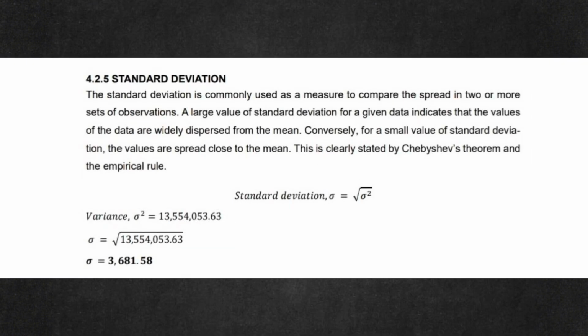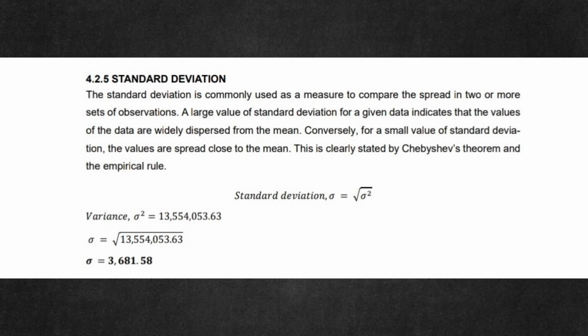For 4.2.5, standard deviation. The standard deviation is commonly used as a measure to compare the spread in two or more sets of observations. A large value of standard deviation for a given data indicates that the values of the data are widely dispersed from the mean. Conversely, for a small value of standard deviation, the values are spread close to the mean. This is clearly stated by Chebyshev's theorem and the empirical rule.